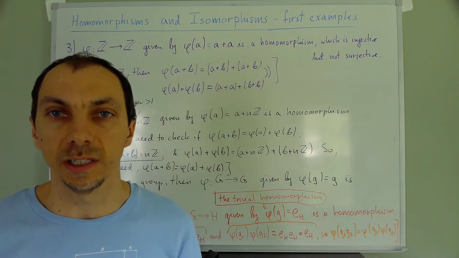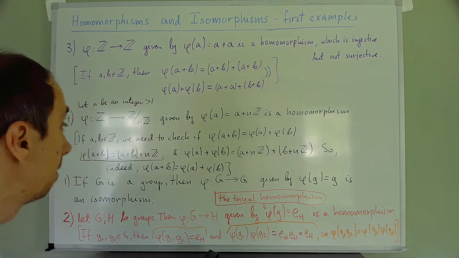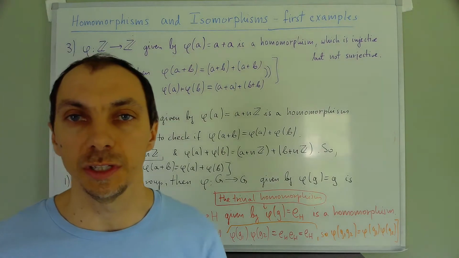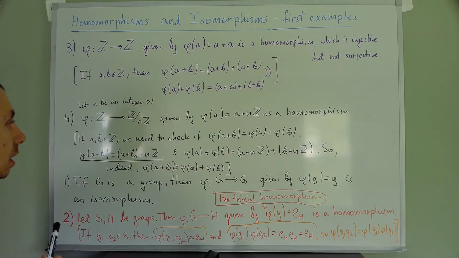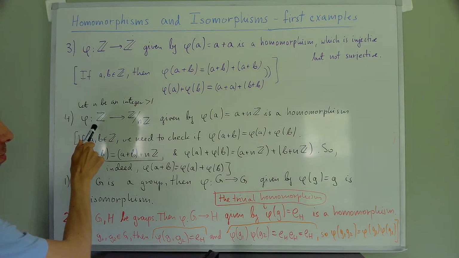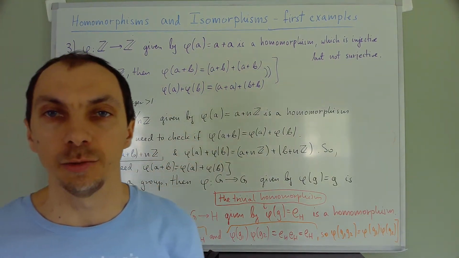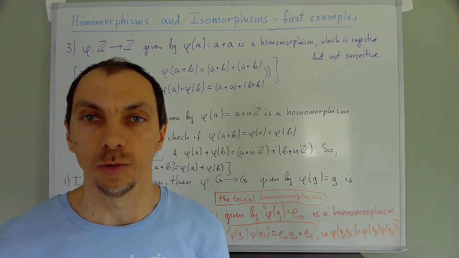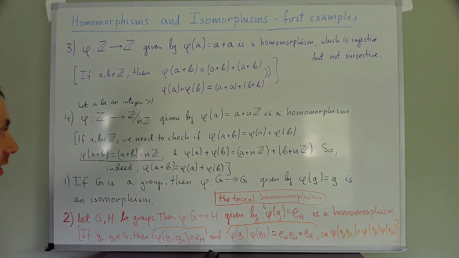Is it an isomorphism? Is it bijective? To be bijective, you need to be injective and surjective. So is it injective? No, it's not, because, for example, 0 and n are mapped to the same thing. 0 will be mapped to nZ, and n will be mapped to n plus nZ, which is the same as nZ. So not injective.